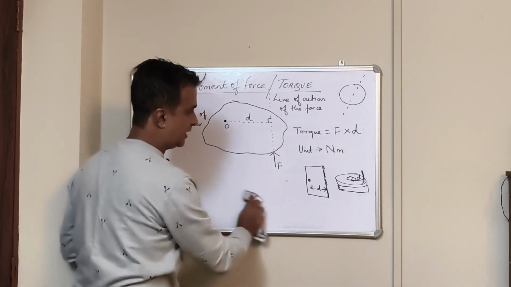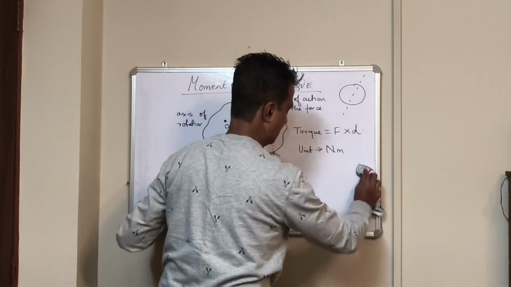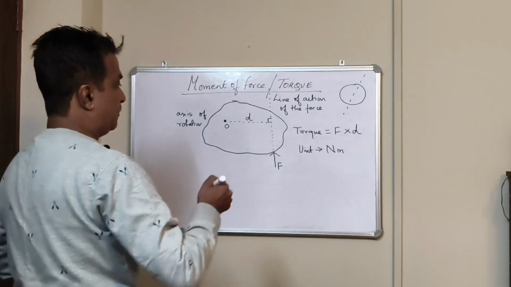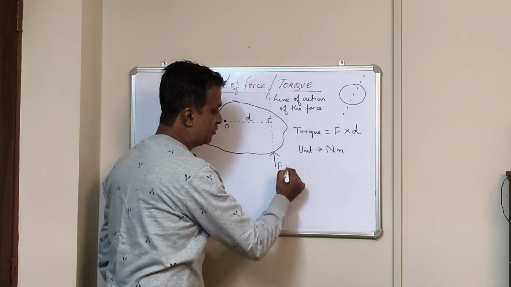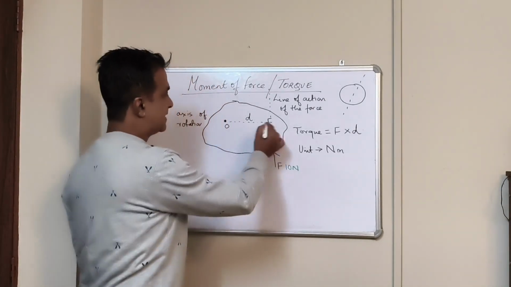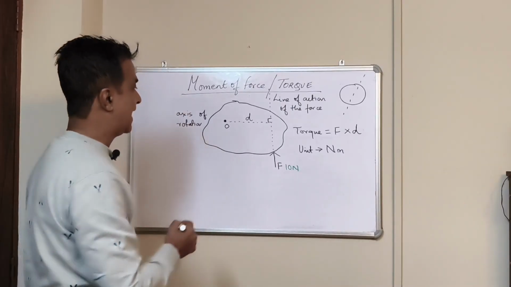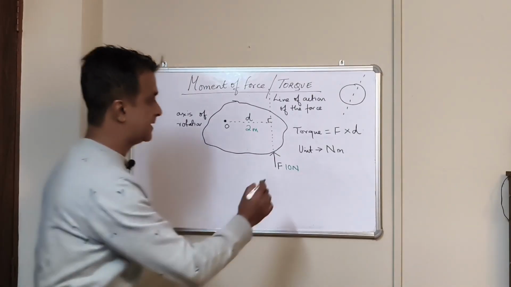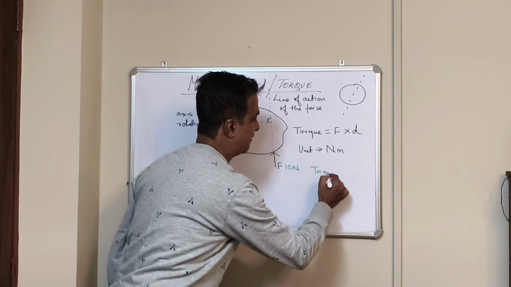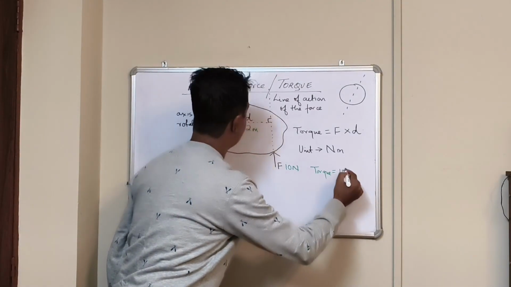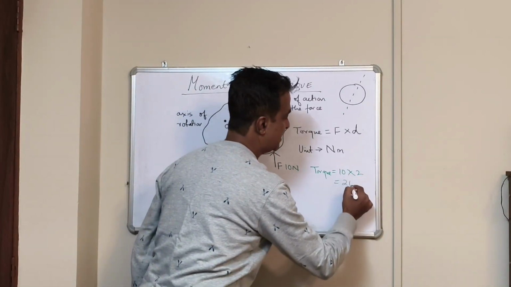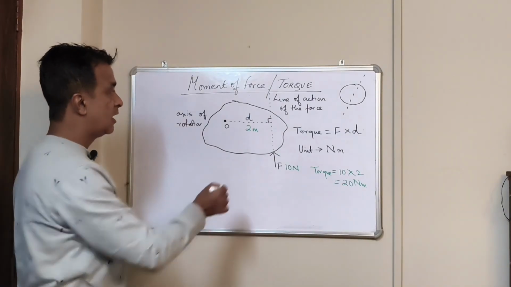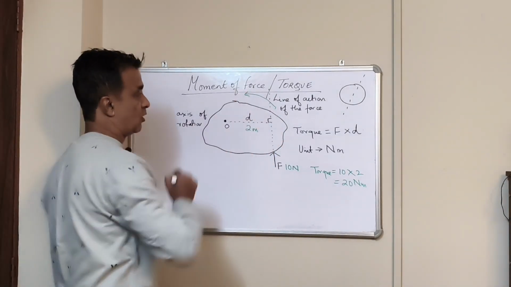Now, let's try to understand this formula a little more in detail. So the formula says F into D. Now say we apply a force of 10 Newton, and this distance between the line of action of the force and the axis of rotation is 2 meters. So how much torque is produced in this case? So torque produced is F into D, so that is 10 multiplied by distance 2, so that is 20 Newton meter. So 20 Newton meter of torque is produced, which will cause the body to rotate anti-clockwise.